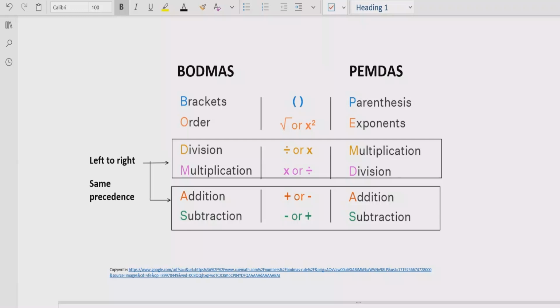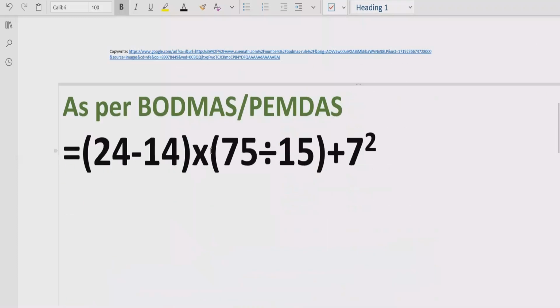Step number 3 is you have to solve division and multiplication. Both have similar precedence, so you can solve whichever is coming first. Similarly, for addition and subtraction, we have the same rule. We can solve addition first if it is coming first, as we go left to right, and we can solve subtraction first if it is coming first. Now, move forward to solve the given expression.